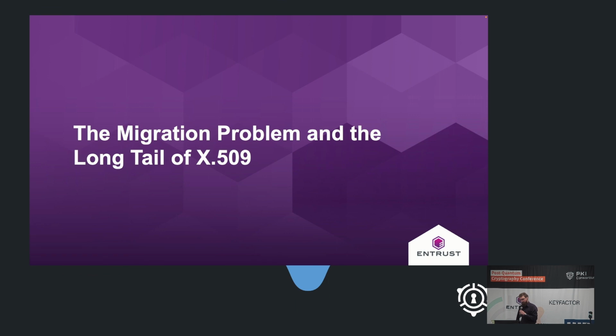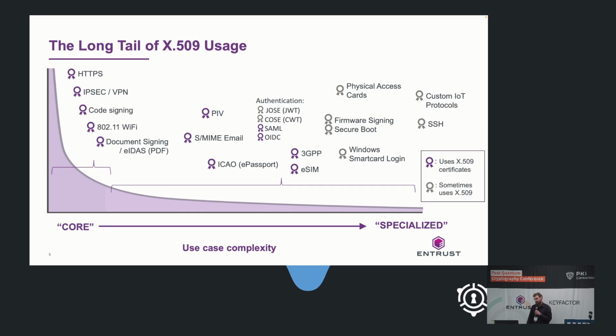Okay, so the migration problem and the long tail of X509. So we typically think of certificates, the overwhelmingly large use of certificates is HTTPS. Sometimes we think of VPNs, we think of code signing, maybe we think of 802.11 Wi-Fi certs, we think of eIDAS and PDF signing. Those are all what I think of as core uses of X509. And not to downplay the problem, moving those to PQC is already hard. But as we get further to the right of here, as we get more into the long tail of sort of weird and specialized uses of X509, the migration problem becomes even harder.